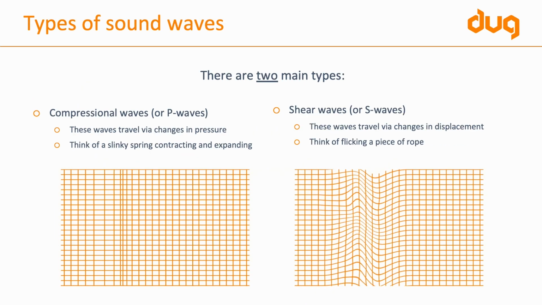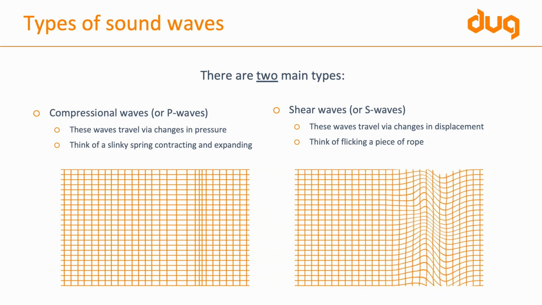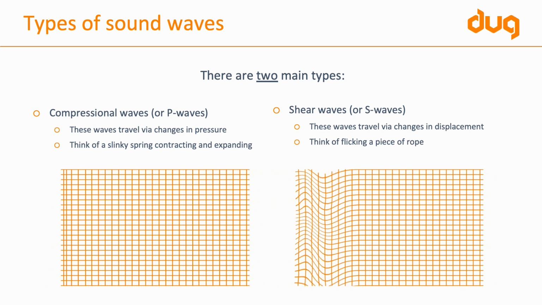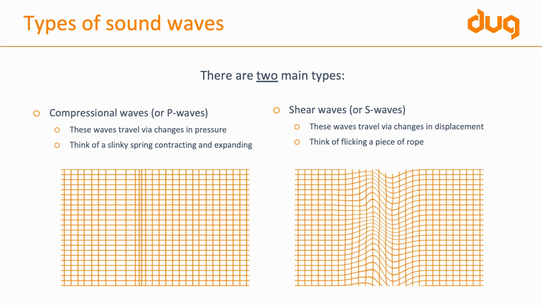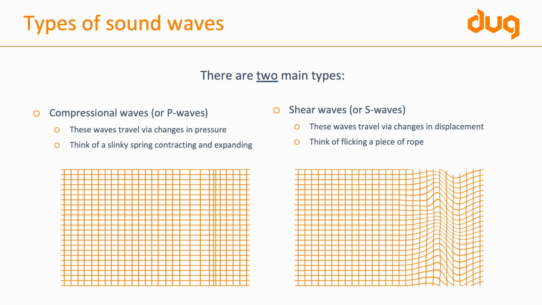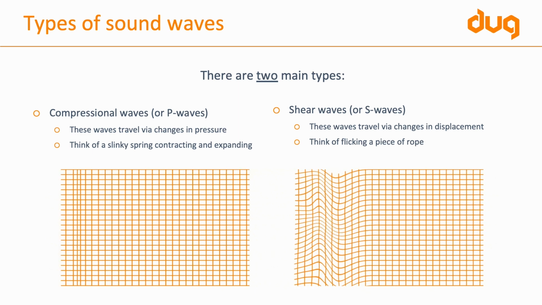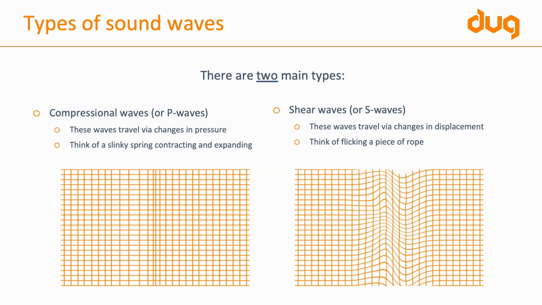There are two main types of sound waves. They are distinguished by how the sound wave propagates through the rocks. They are known as P waves, or compression waves, and S waves, or shear waves. You can see the difference between the two in these cartoon animations.